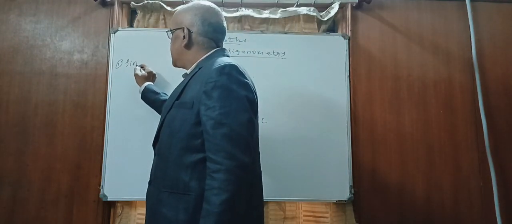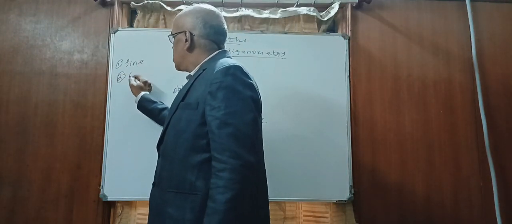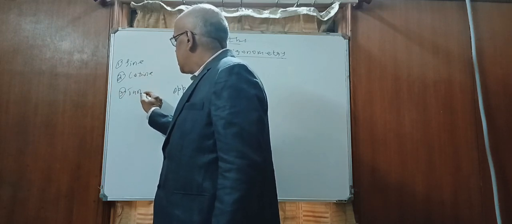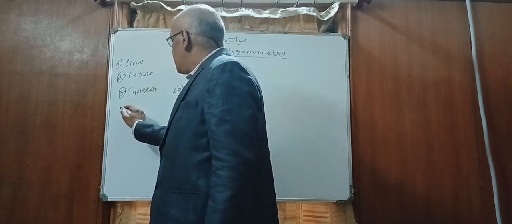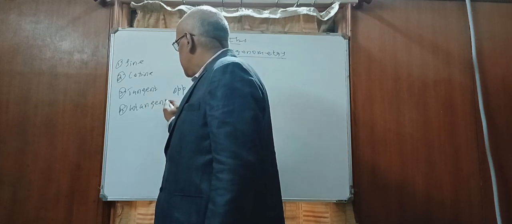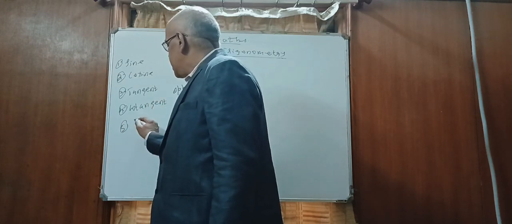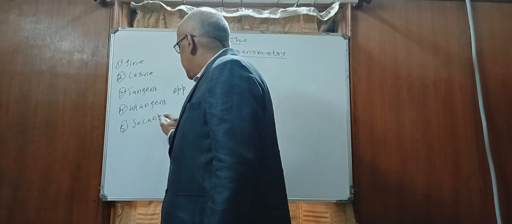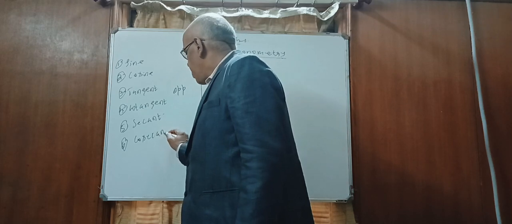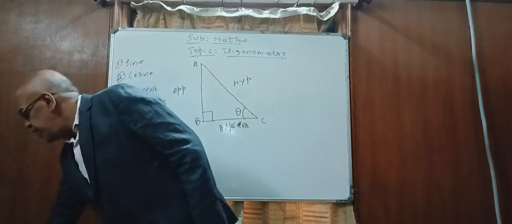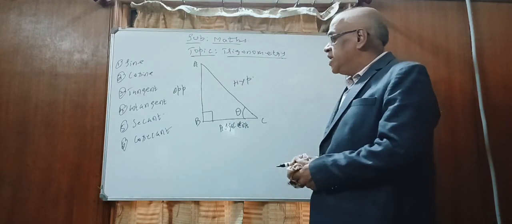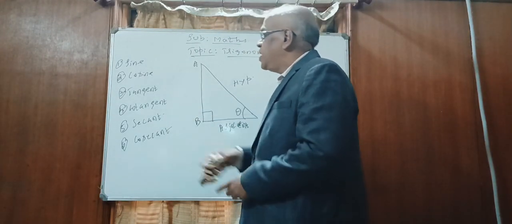Sine. Second one, cosine. Third one, tangent. Fourth one, cotangent. Fifth one, secant. Sixth one, cosecant. They are trigonometric functions, where the ratios of the sides are expressed in terms of these functions. Now, dear students, sine.